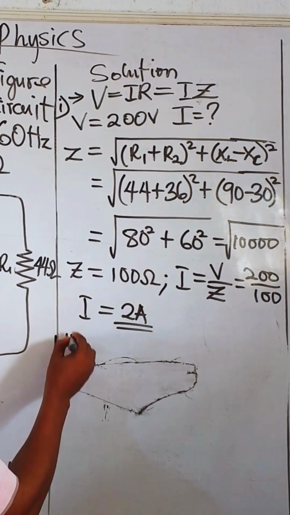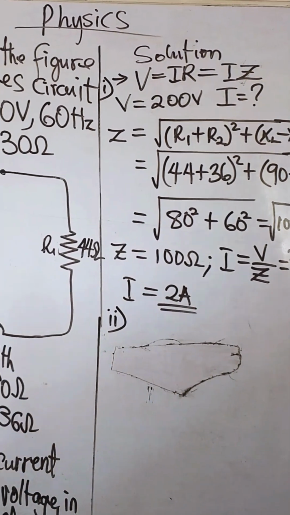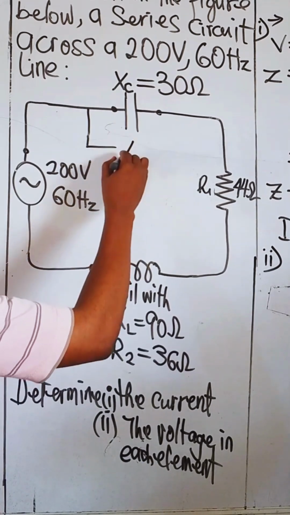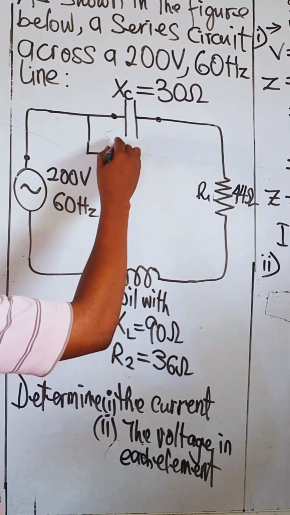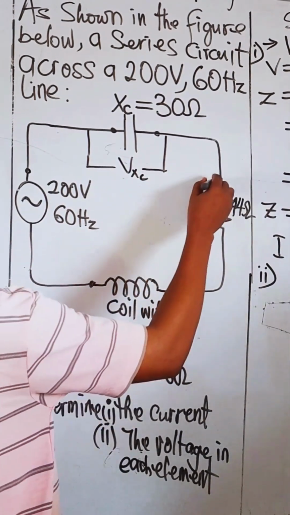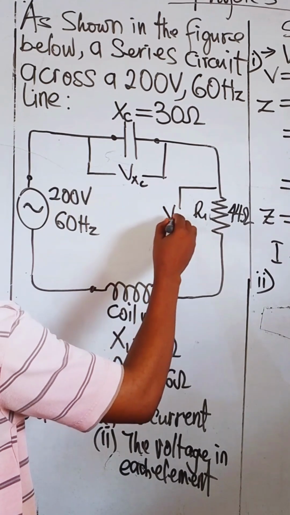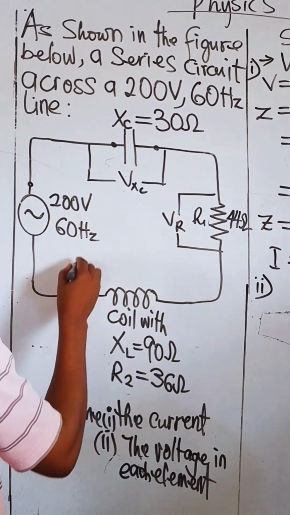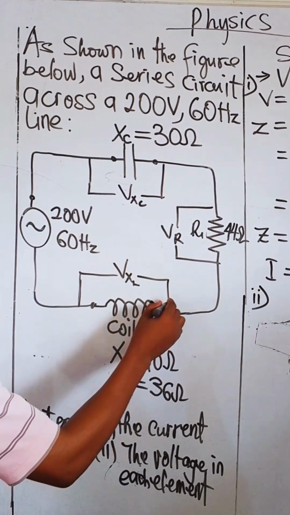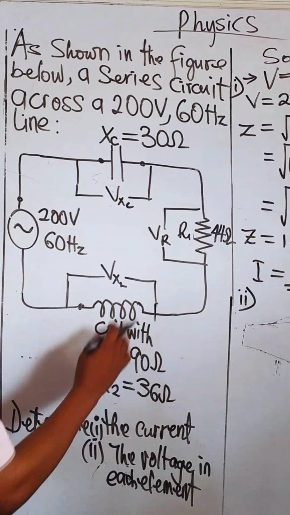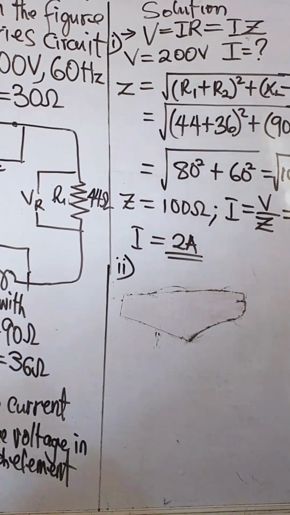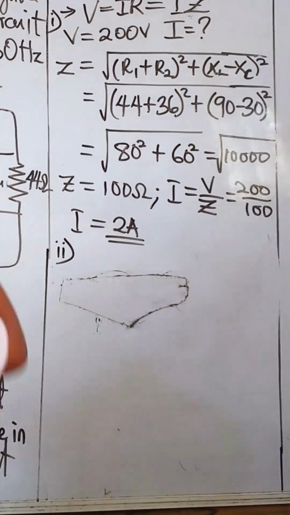Then for question 2, we're asked to look for the voltage across the capacitor, VC, right? So we are looking for this voltage VR, and also we look for this voltage VL. In order for us to get it, we need to calculate the impedance of this circuit, because there is also a resistive force present. So then let's calculate VC.